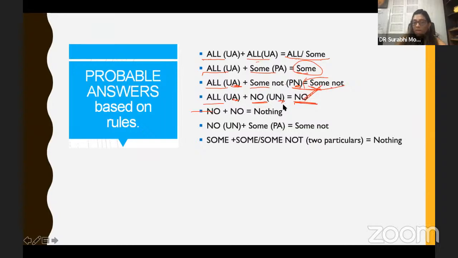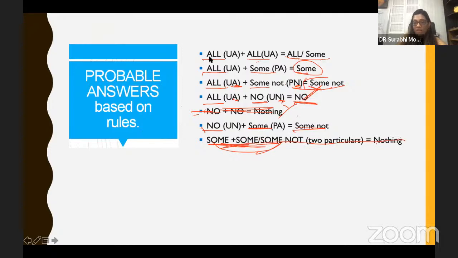Two negatives do not give any answer. So this combination is out. You can write it, but remember that this combination is out. Then we have no, which can combine with a some. This answer will always be some not. Two particulars, a some and a some, or a some and a some not, will never give you any answer. So this is also gone.